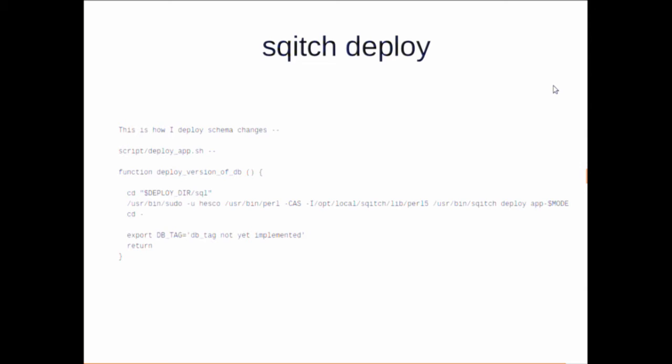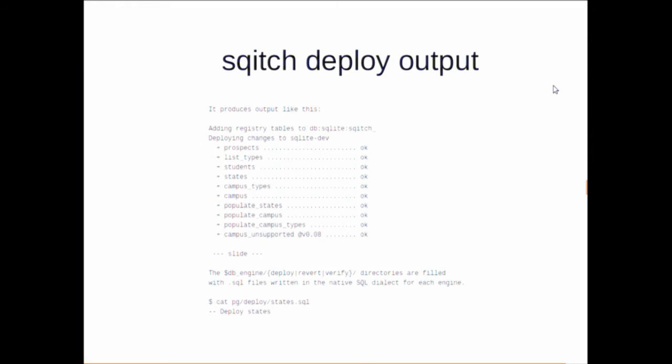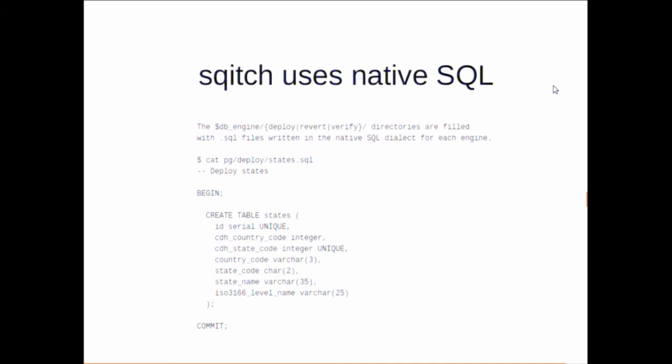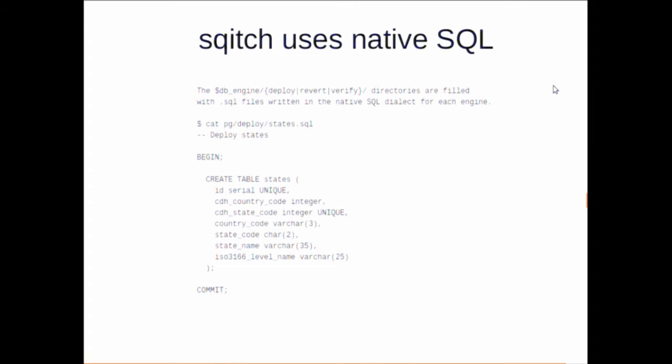But basically that sketch deploy rolls out whatever the latest version is of my database schema. This is what it looks like when you deploy. It runs through each of the files that's in the deploy directory and tells you that it did its work okay, or throws a bunch of warnings or errors at you. Sketch allows you to write in native SQL, whatever SQL works for your database engine, whether it's Postgres or Oracle or whatever. You're able to write native SQL directly into your Sketch file, and so no need to review that.